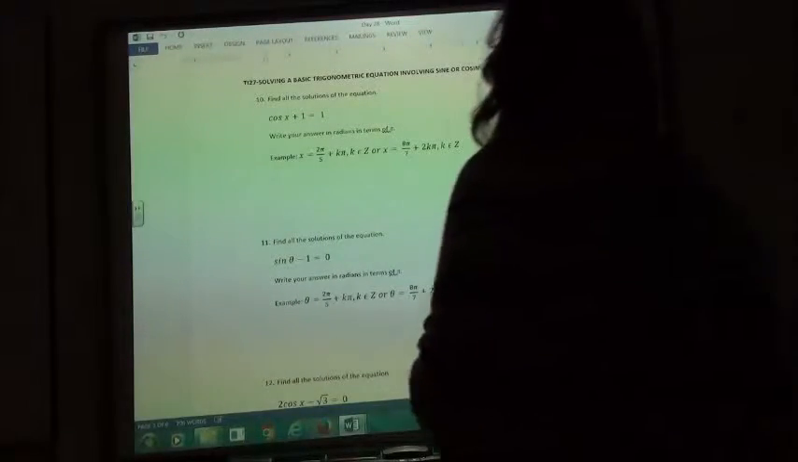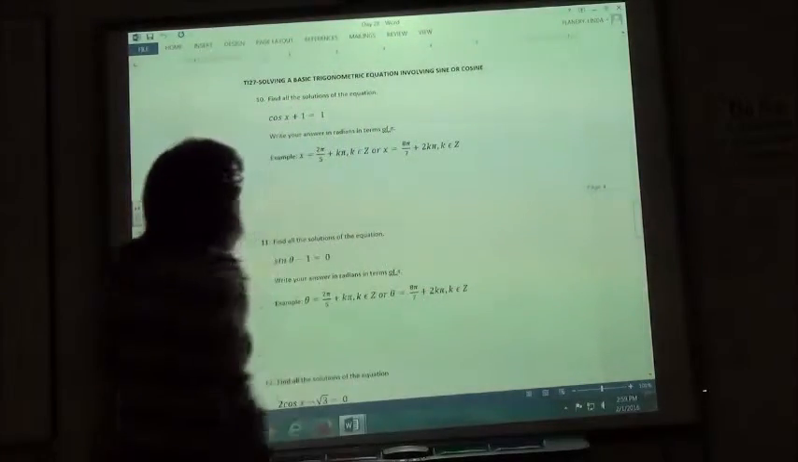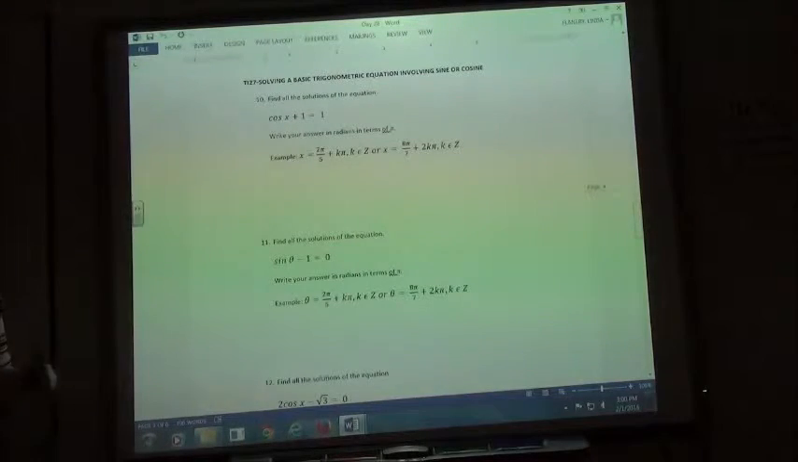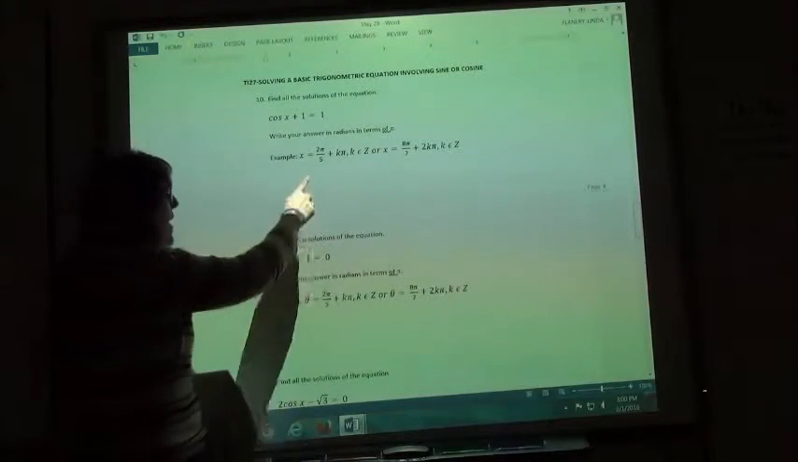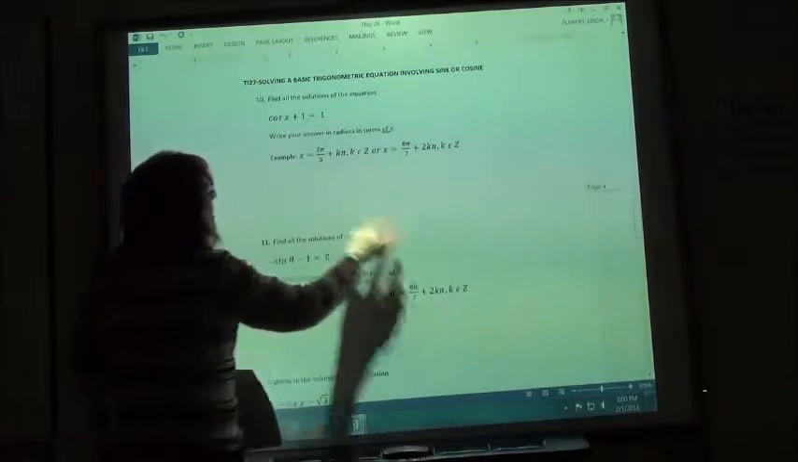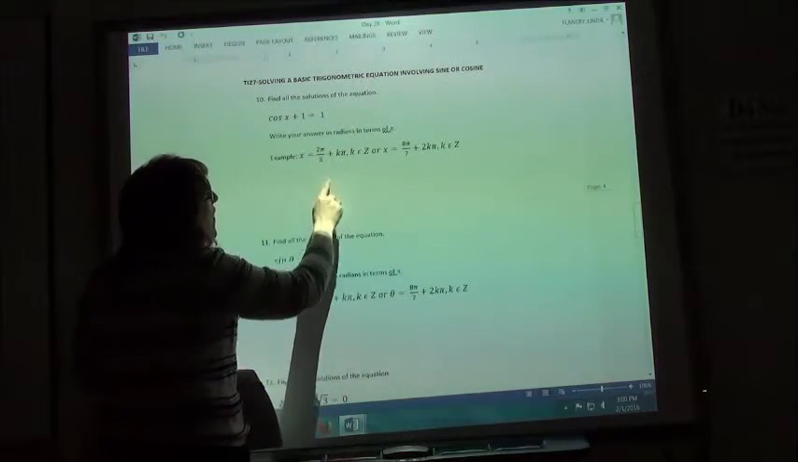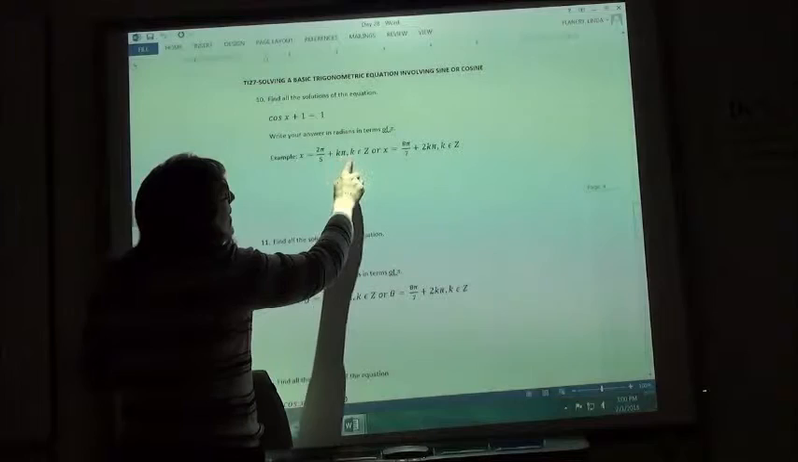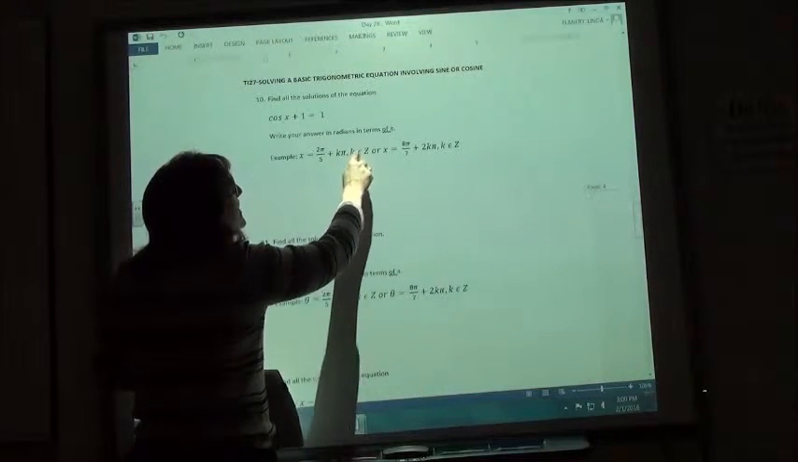10, 11, and 12, we're solving a basic trigonometric equation. This time it doesn't give you the parameters that you have to be between 0 and 2 pi. So they're going to have answers that look like this. X equals 2 pi over 5 plus k pi, k is an element of Z, which is the integers.